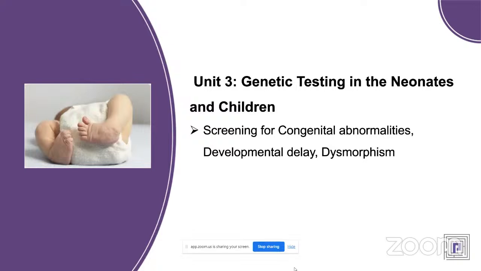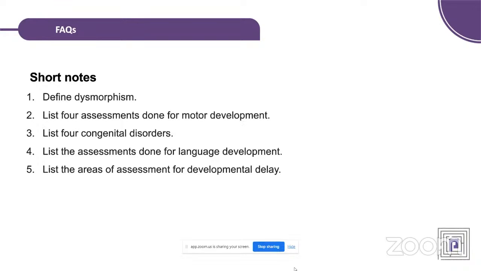So the next unit is genetic testing in neonates and children. Screening for congenital abnormalities, developmental delay, and dysmorphism. So define dysmorphism. These are the most frequently asked questions. It is a change in the shape and structure. This is called dysmorphism.